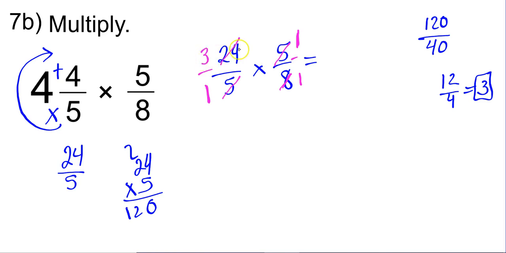Now, multiply straight across. 1 times 3 is super easy. 1 times 1 is 1. This is an improper fraction. 3 over 1 is just 3 wholes. So you can go the hard way, or you can do cross-canceling to make it very easy multiplication.